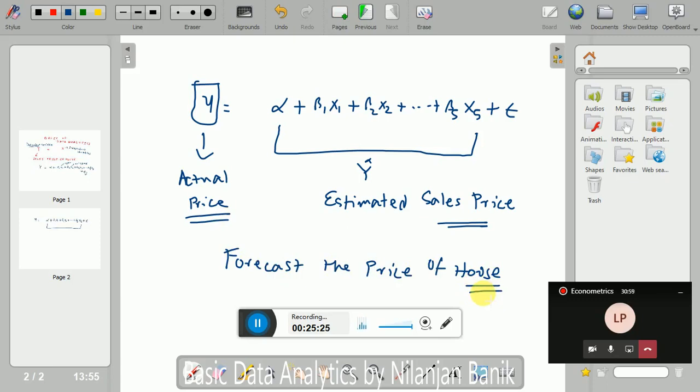The moment I say that, a few things come to our mind: am I able to include the right variables? Because I have included the lot size, the square feet, the number of bedrooms, the number of bathrooms, and the year built. But it might so happen that some of these variables are not actually impacting the price of the house, and therefore should I start dropping those variables, and why?